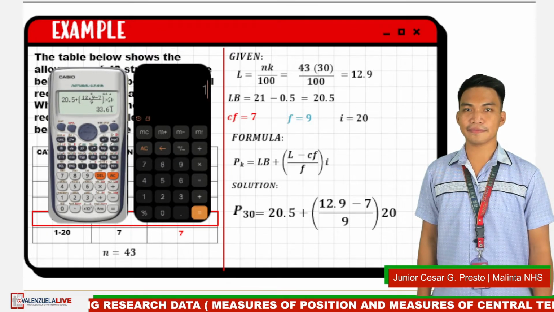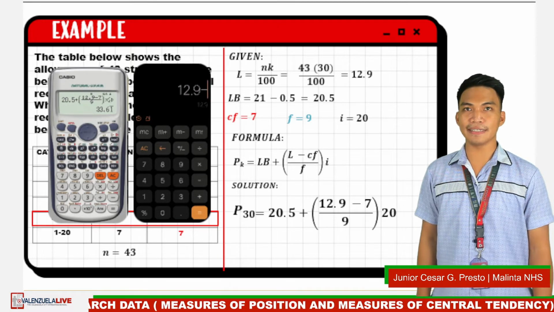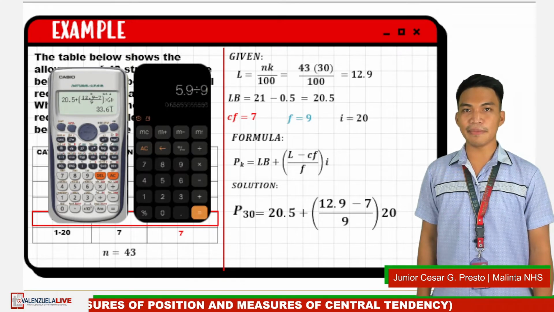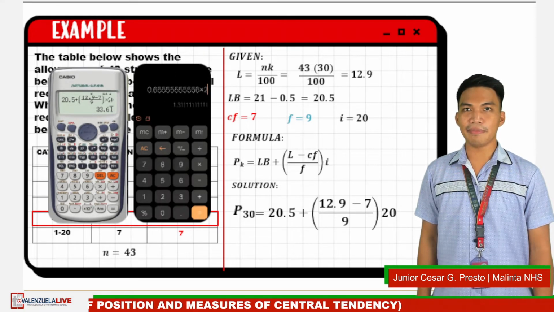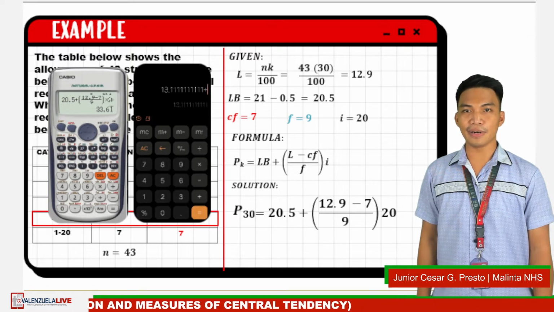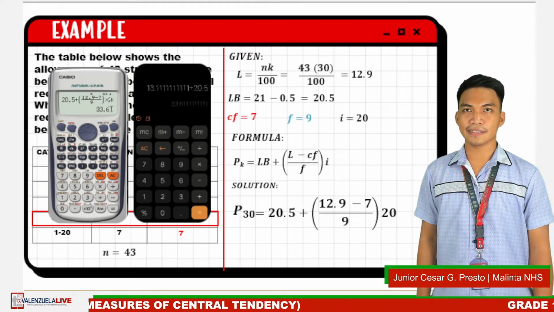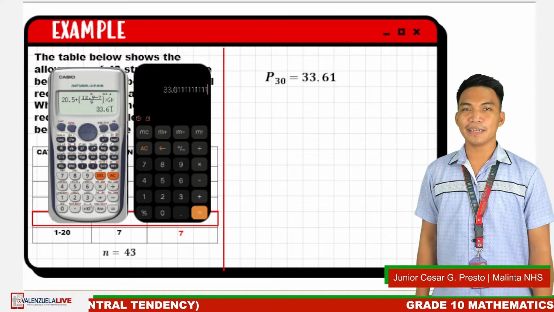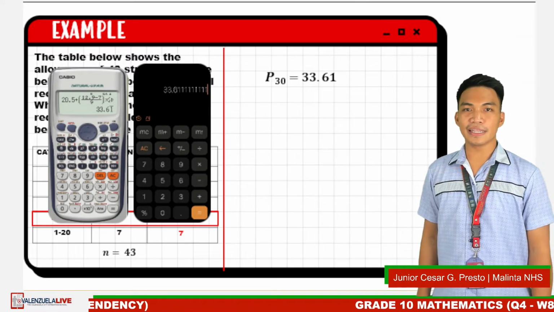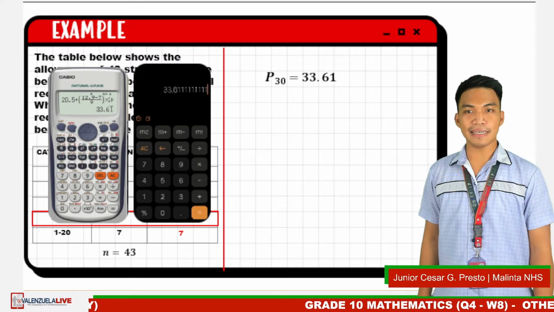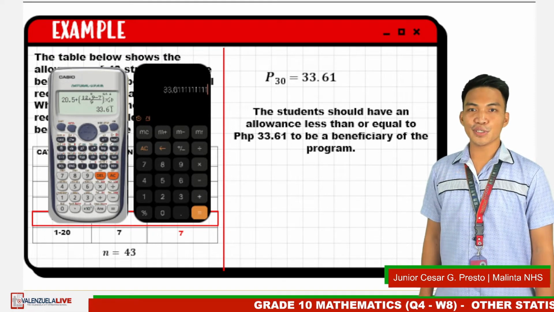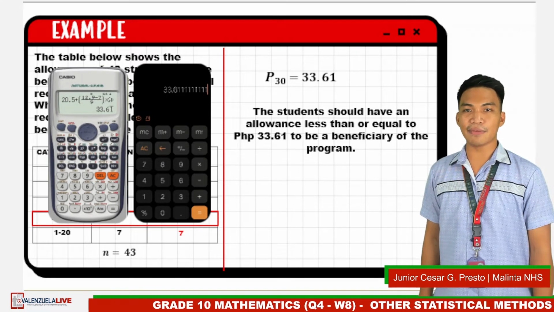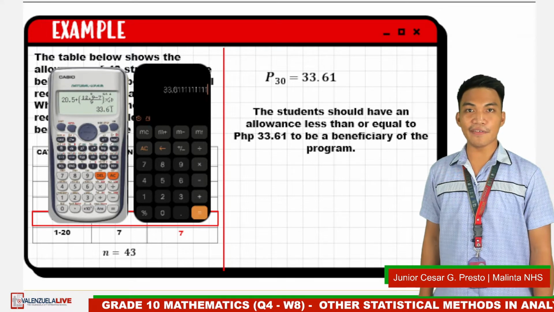If you are using your smartphone calculator, you can type the values this way. First, 12.9 minus 7 equals 5.9. Then divide by 9 times 20 plus 20.5 equals 33.61. Thus, P sub 30 is equal to 33.61, which means the students should have an allowance of less than or equal to 33 pesos and 61 centavos to be a beneficiary of the program.